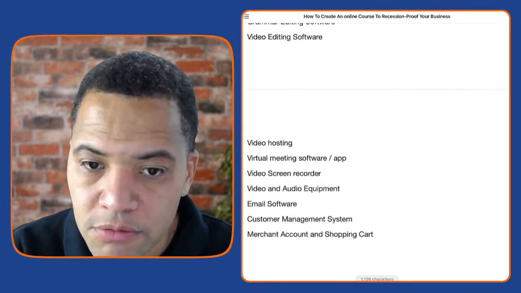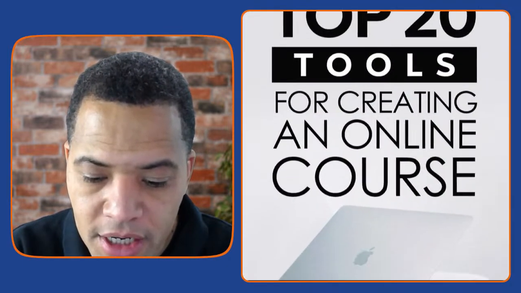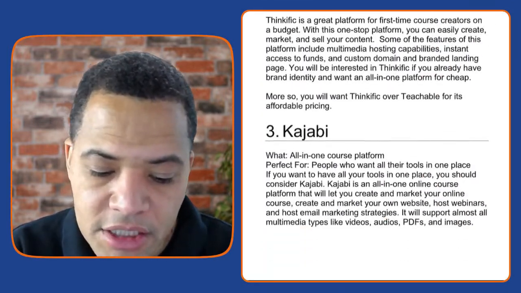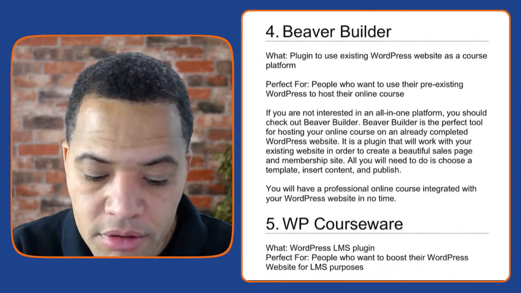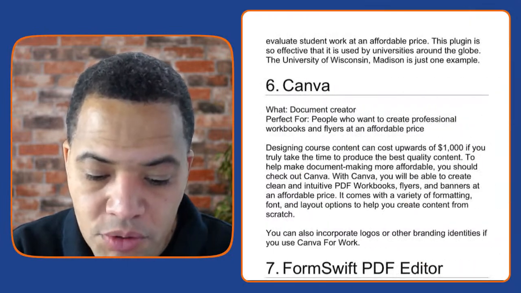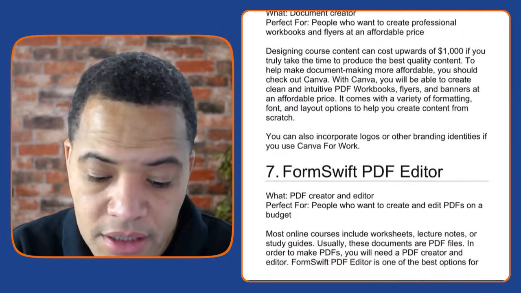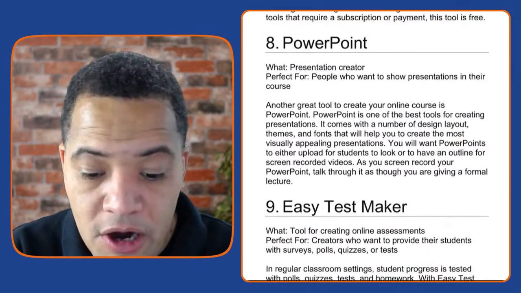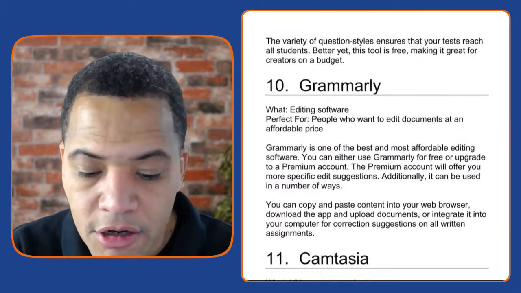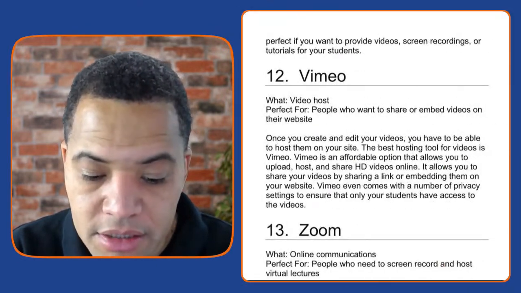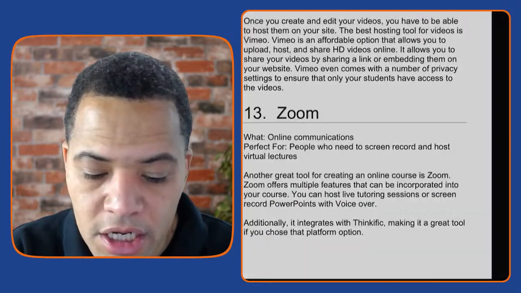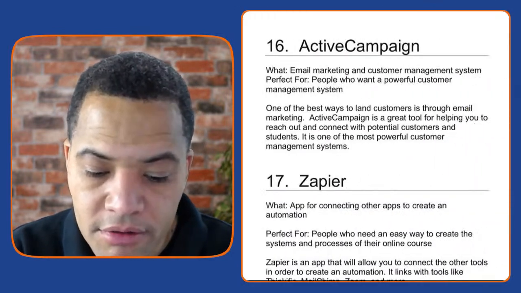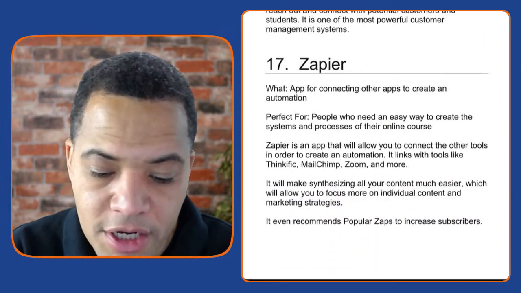So when I go to the top 20 tools that I have for you, I list all those things out. Some of the all-in-one course platforms, like Teachable, Kartra, Thinkific, Kajabi, they're all there. Beaver Builder, and then the list goes on. I give you the top 20 tools: Canva for creating photos and images, a FormSwift PDF editor. I had my team put this together. PowerPoint, an easy test maker, Grammarly, which I use, Camtasia, which is PC based, Vimeo for hosting, Zoom for online communication calls, screen recorders, Nero Video for video editing, ActiveCampaign for email marketing, and Zapier for integration of your stuff.